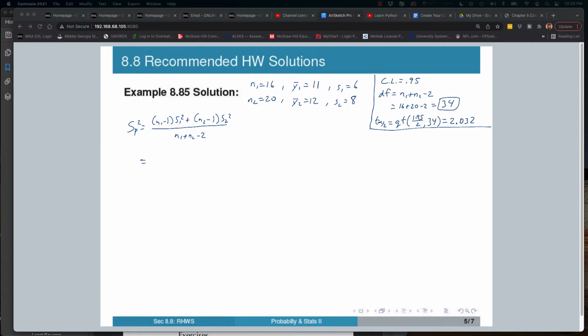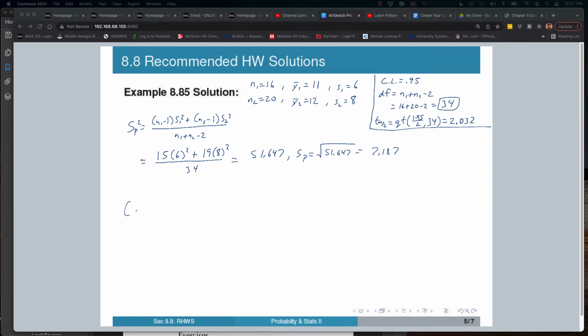So n1 minus 1 is 16 minus 1, which gives us 15 for the degrees of freedom of group 1 times its variance, which is going to be 6 squared, plus n sub 2 minus 1, which will be 20 minus 1, giving us 19 times 8 squared. All right, we have to square the standard deviations in this problem. All divided by 34, which gives us a value of 51.647. And the square root of that, for the pooled standard deviation, is going to be equal to 7.187. So that's the pooled standard deviation we'll use in our formula.